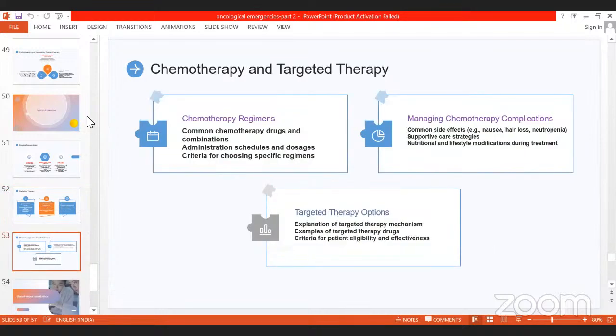And coming to other therapies like chemotherapy and targeted therapy, which we use in lung cancer, which has become very advanced nowadays. For the chemotherapy regimens and drugs which we use, we generally check for decreasing complications to the patients. The common side effects which we generally see are nausea, vomiting, neutropenia, and hair loss. So we need to monitor supportive care and nutritional lifestyle modifications, and use targeted therapies based on the mechanism and the target which is present in the patient.